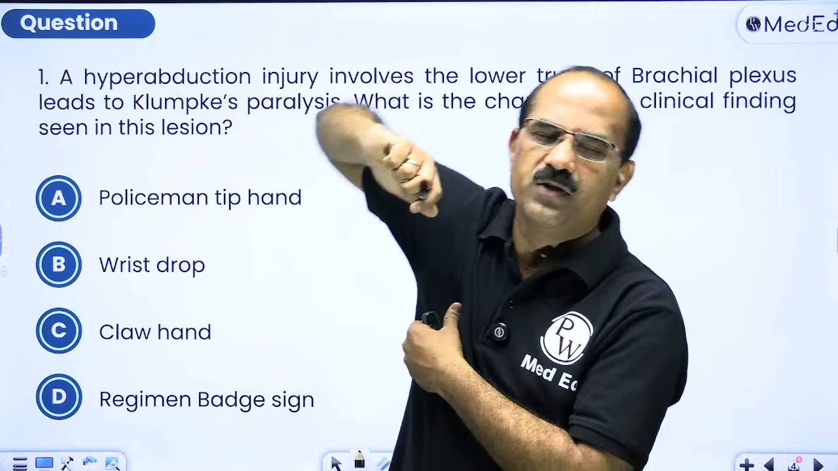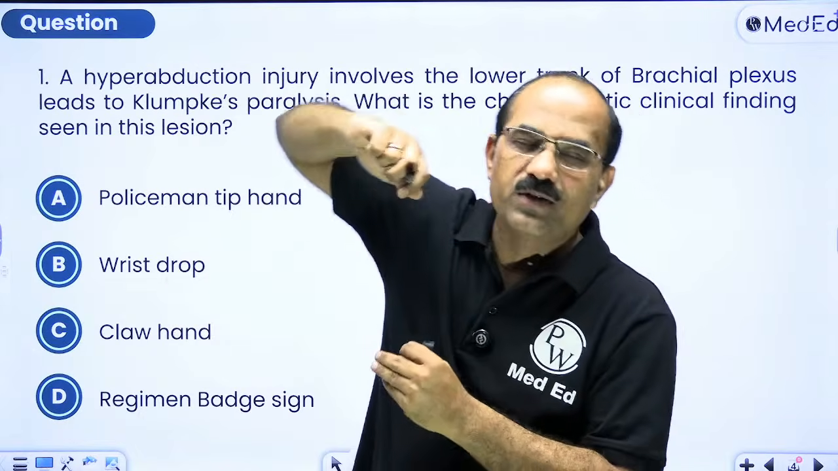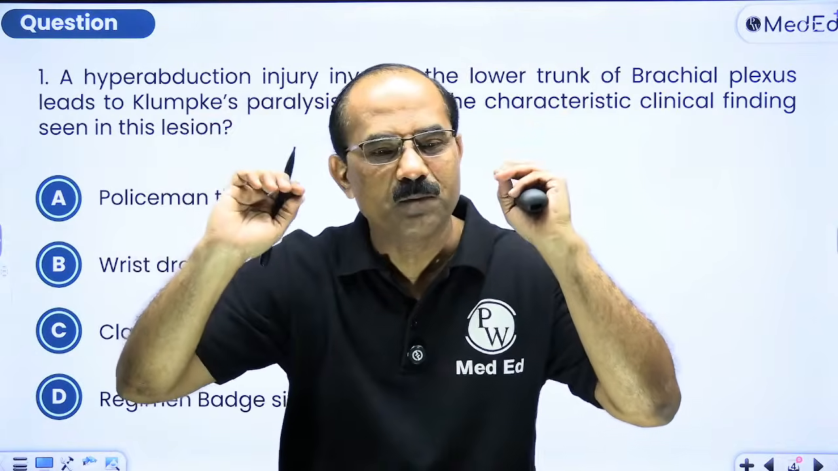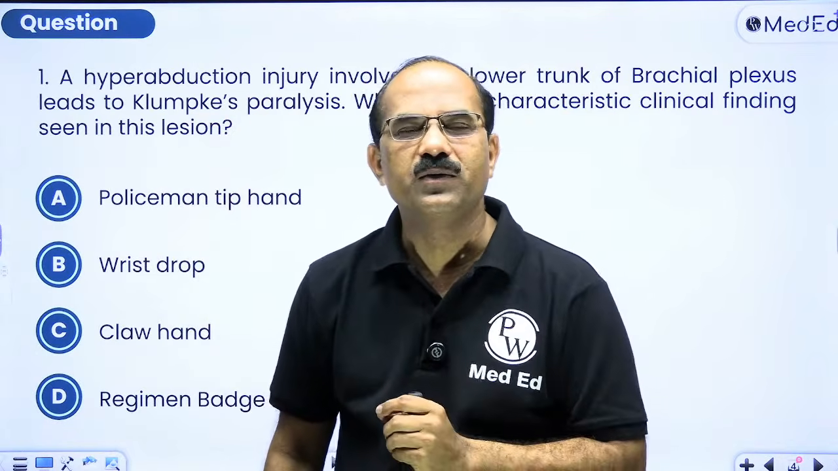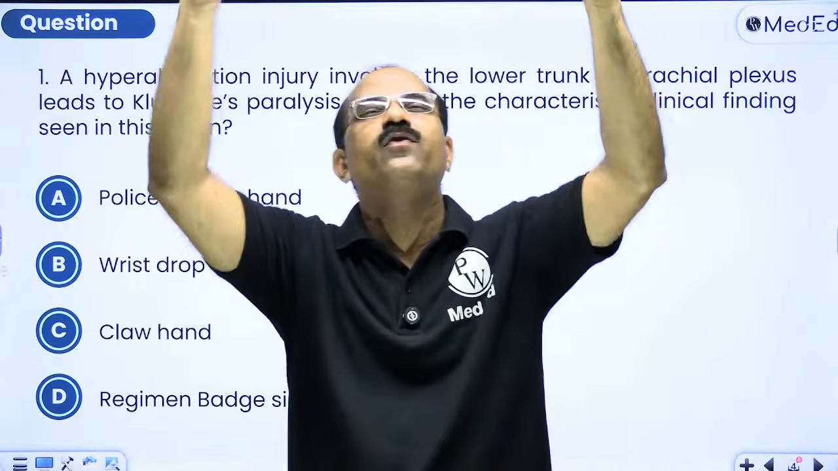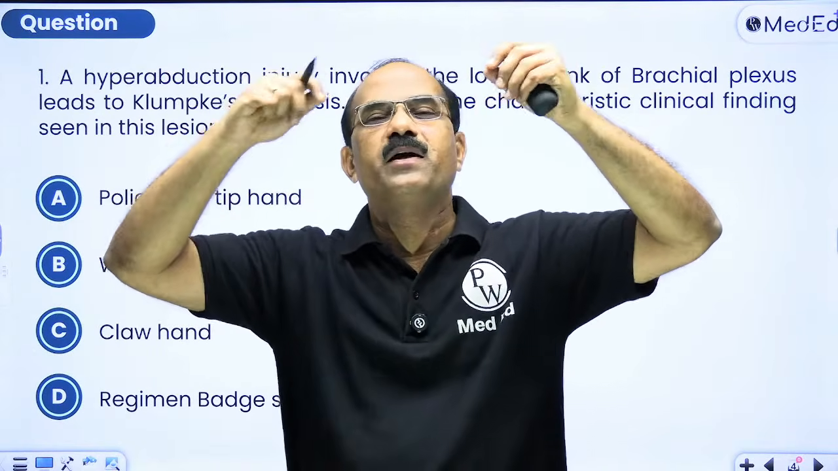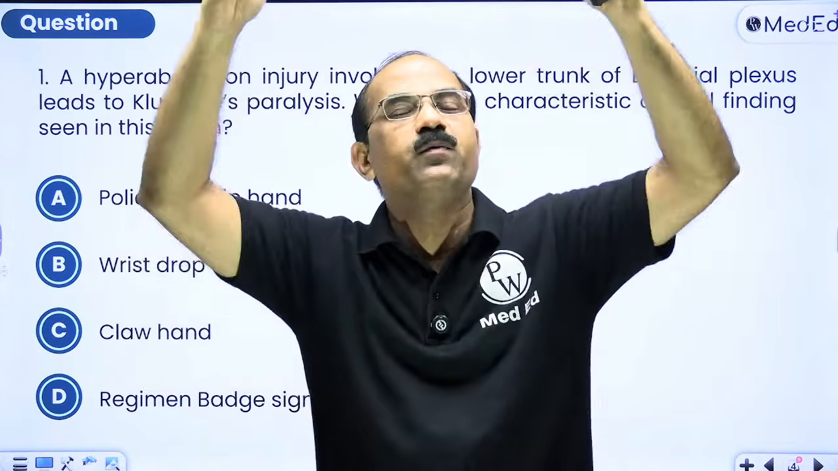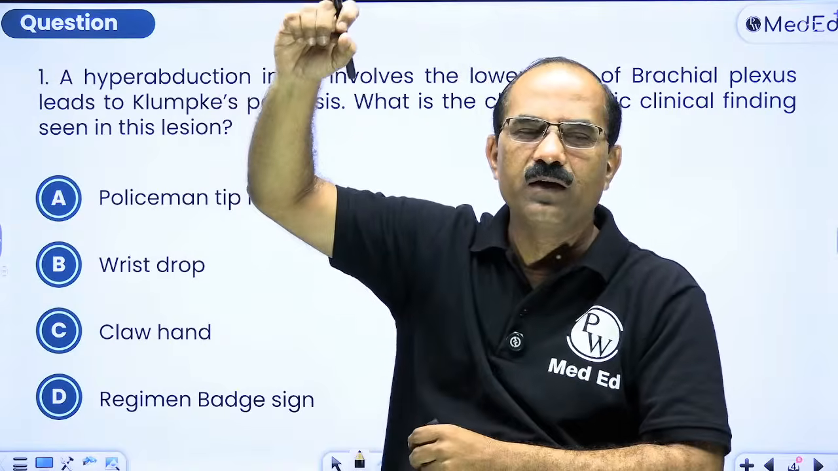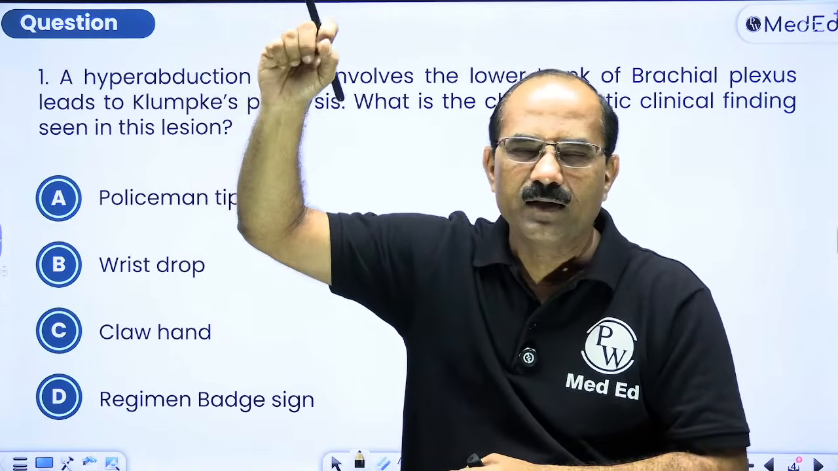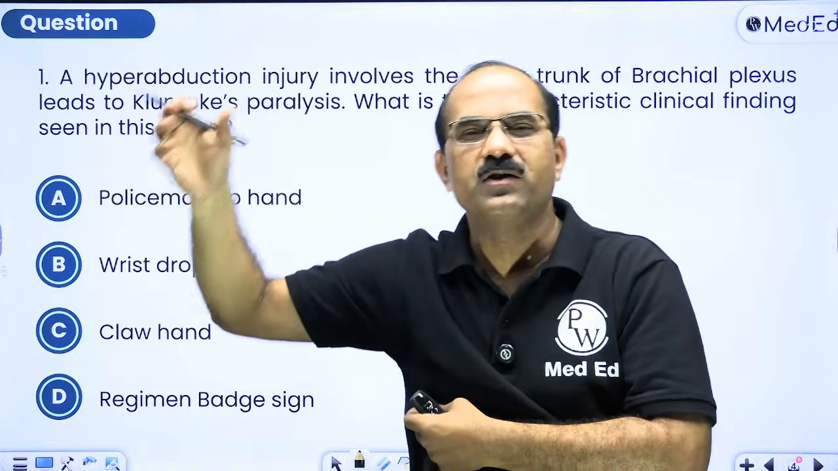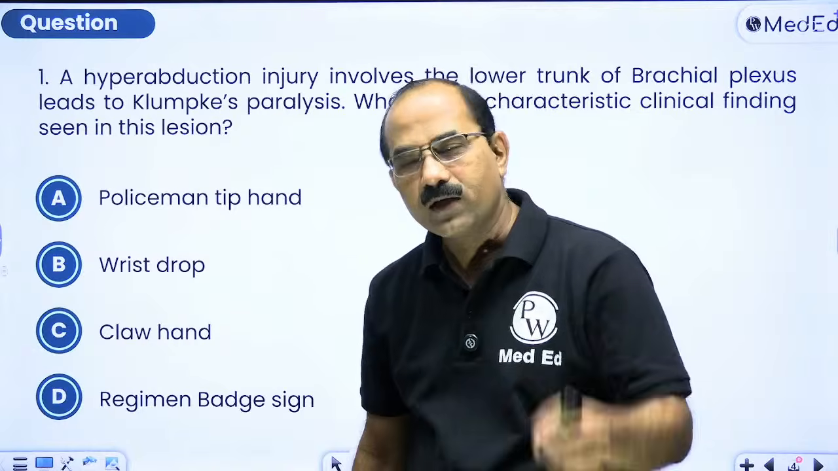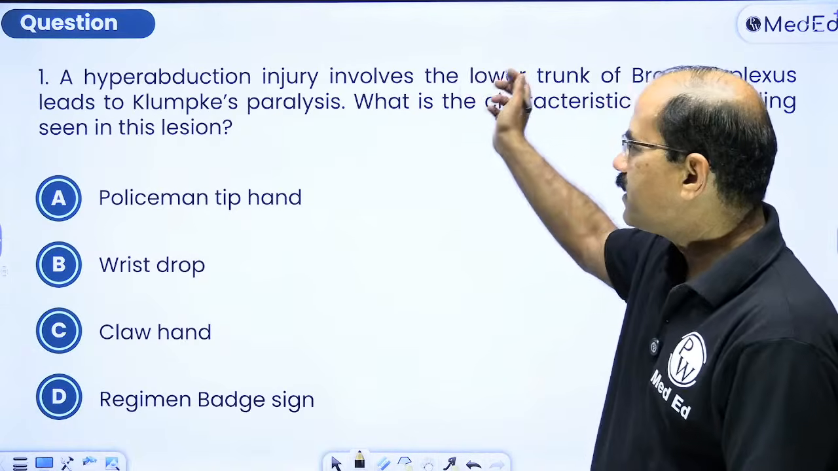When there's a hyperabduction, तो इसमें क्या होता है, ये जो lower trunk of brachial plexus है, that is injured. Lower trunk of brachial plexus injury होती है in hyperabduction. Like a person is falling down. एक बंदा पेड़ पे चढ़ा है, he climbed a tree and he falls down. अब जब वो नीचे गिरता है, he holds a tree, he holds the bark and then he gets a jerk. These are hyperabduction injuries. इसमें lower trunk of the brachial plexus involved. It leads to Klumpke's paralysis.